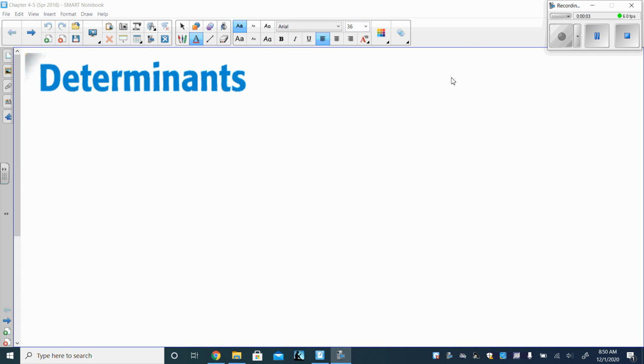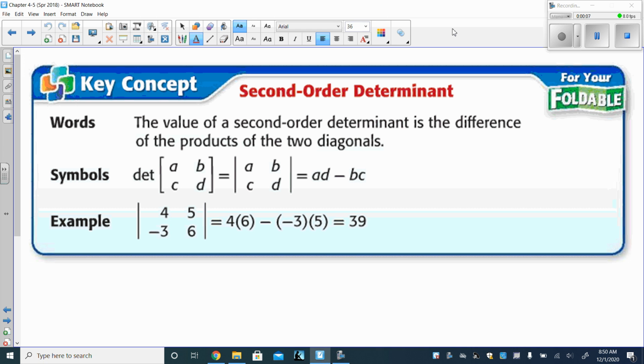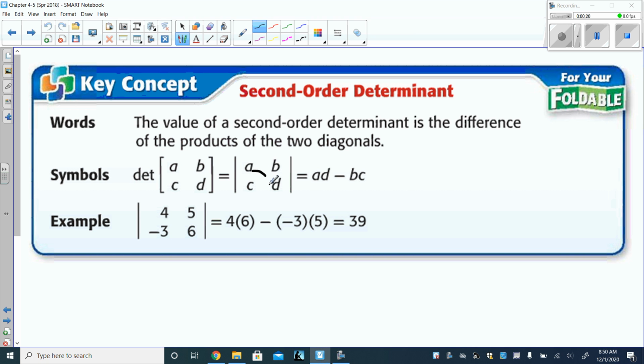All right, guys, so what we're looking at today is determinants. So we're taking the determinant of a matrix. Now, what this means is we're finding the value. The second order determinant is the difference of the product of the two diagonals. Or really, whenever we take the determinant of a 2 by 2 matrix, we take the diagonals: A times D minus B times C.